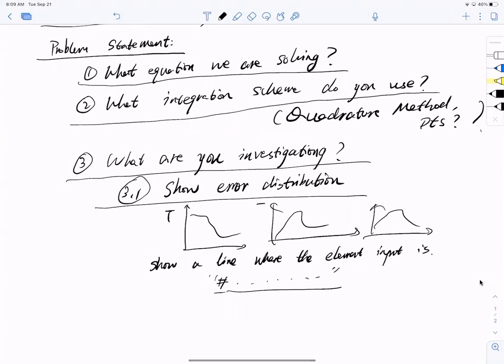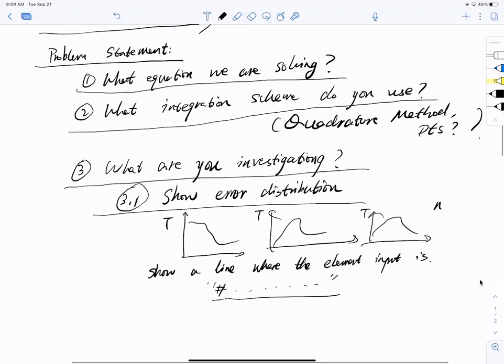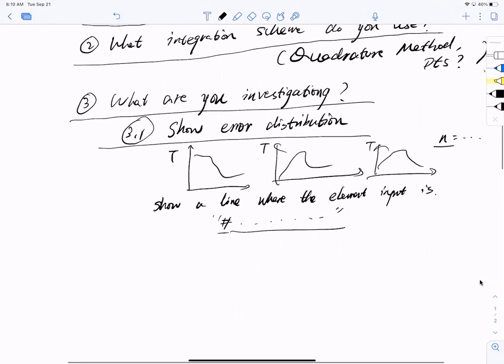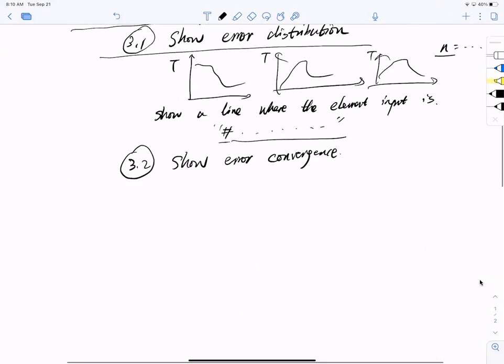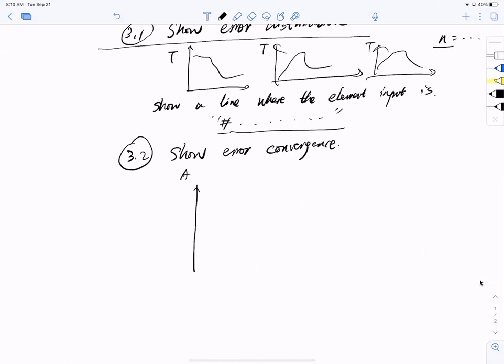And then I want you to show the temperature as the number of elements increases. So however many elements you use for the error distribution, you show it here. Okay. So in 3.2, I want you to show convergence. Needless to say, you will know that the average error, as I told you how to define average error, should go down like this.